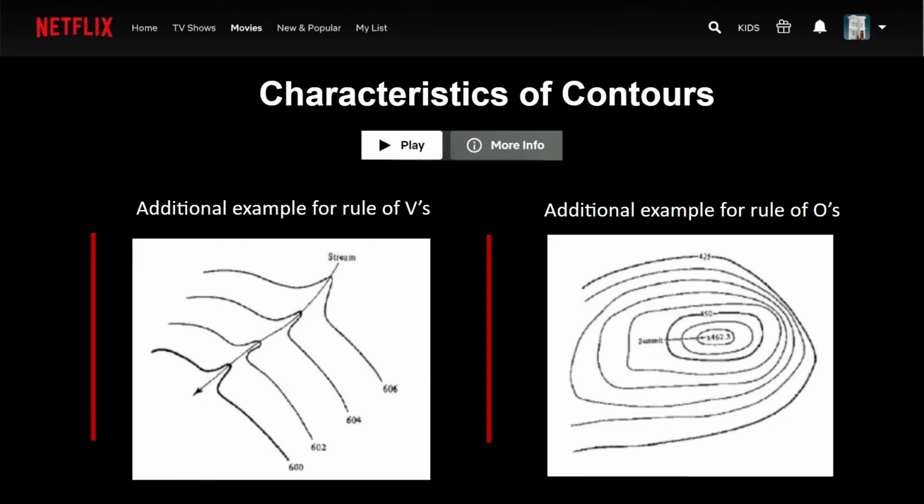Here we have the additional examples for rule of V's and rule of O's. Where in the photo below for rule of V's, we can see the V that indicates a stream. And additional example for rule of O's, we can see the contours on a hill. Next slide, please.